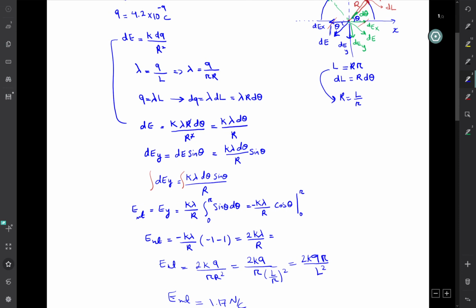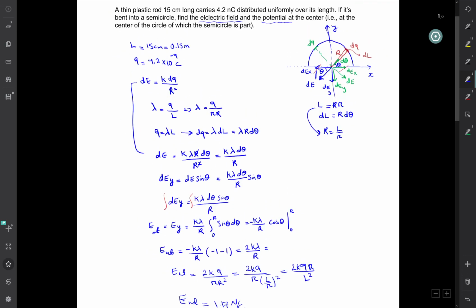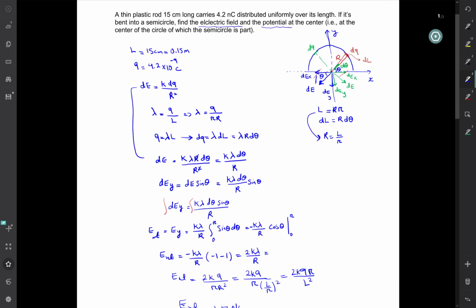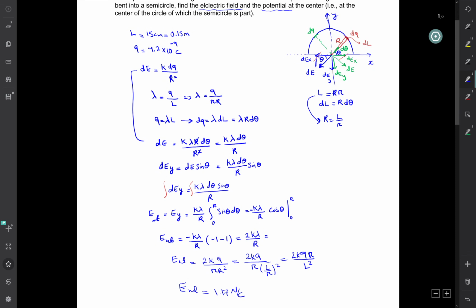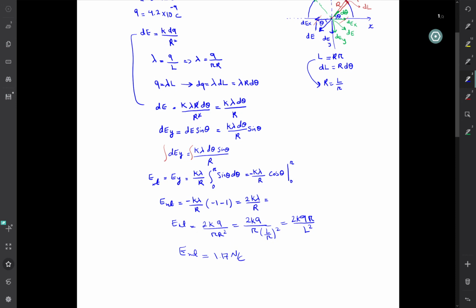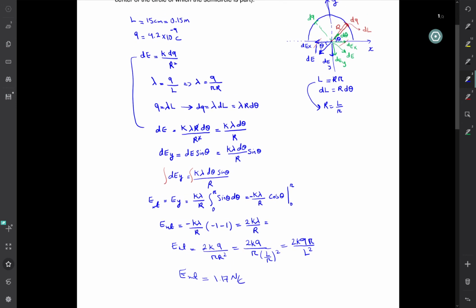Yeah? So the key to solving this question is to take an element of charge known as dq in there and figure out lambda in terms of q and L, also figure out dq in terms of lambda and L, create a dE, the element of electric field, and then figure out the y component of the electric field, take the antiderivative of both sides, and then you will have the net electric field. Good?